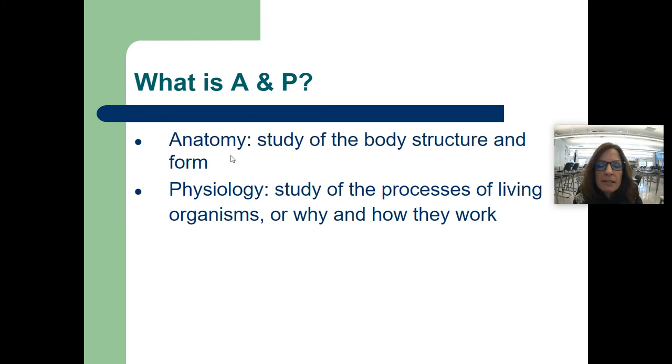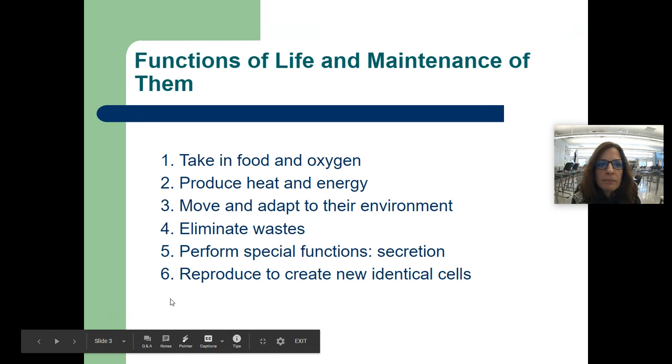So anatomy is the study of body structure and form, so identifying different organs or bones or muscles and how they're structured, versus physiology, which is the processes of how living organisms work. For example, how does the circulatory and respiratory system get oxygen to all of your tissues and organs?